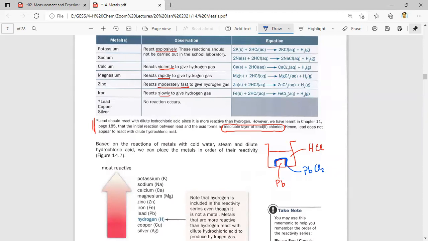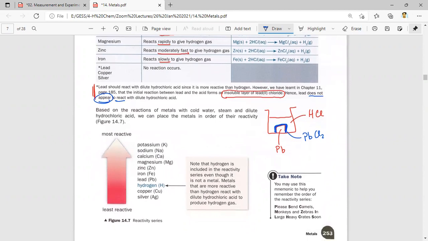And hence that's why they put a star over here, telling you lead normally should react, but in this case it didn't appear to. So take note, it does react, but when you look at it, it looks like it doesn't react.